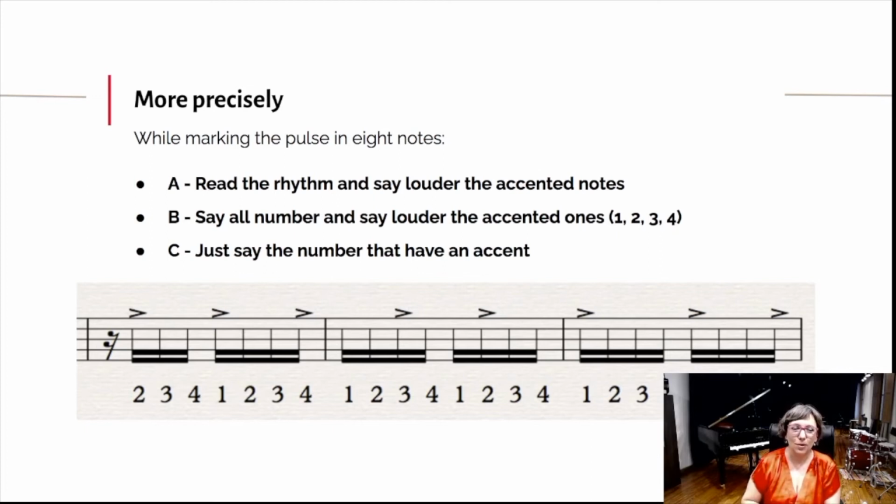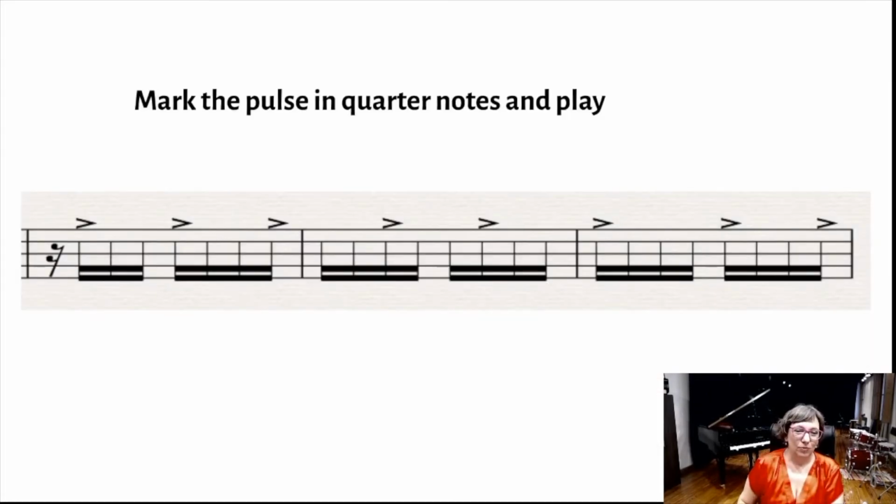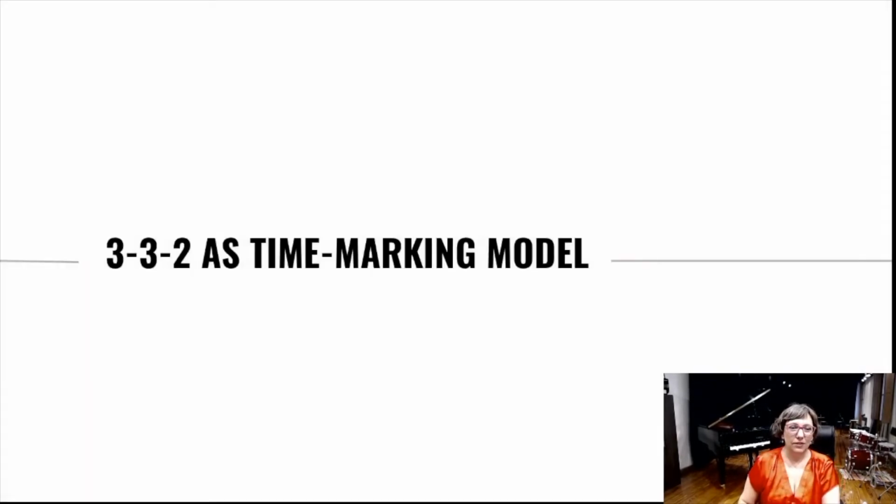8 notes, right? So 1, 2, 3, 4. 2, 3, 4. 1, 2, 3, 4. 1, 2, 3, 4. Okay, and now only say the numbers which have the accents. So 1, 2, 3, 4. 2, 1, 4. 3, 2, 1, 1, 4. Okay, and you can try the same with the pulse in quarter notes. Very good. So now you can play in the piano this rhythm, this ternary displacement, because it's very fun to do.